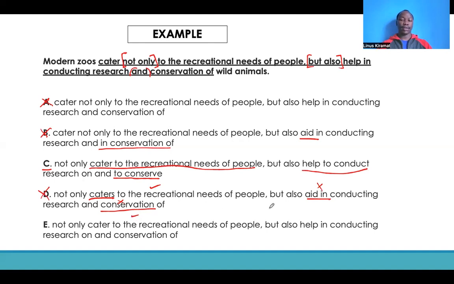The first part is kind of correct. Second part, this is wrong. We could have help to, and also the third part after the coordinating conjunction and is also wrong, right? So eliminate E. Our correct answer is C.